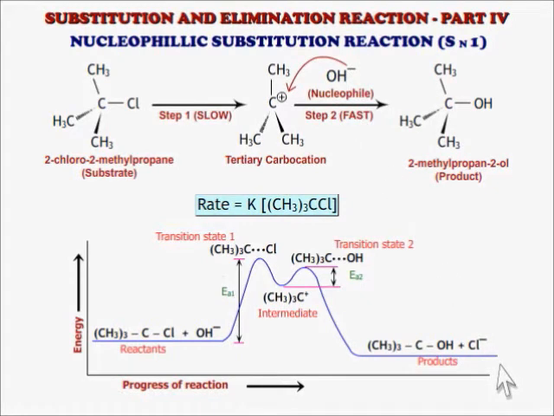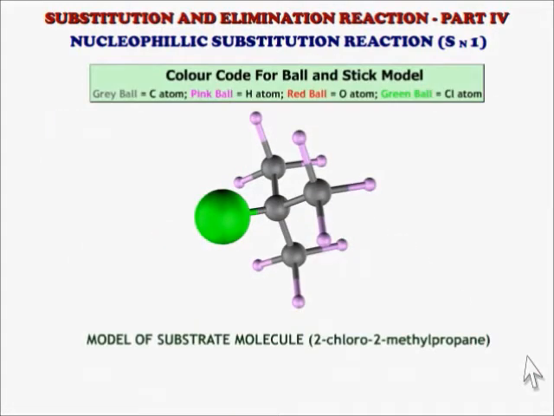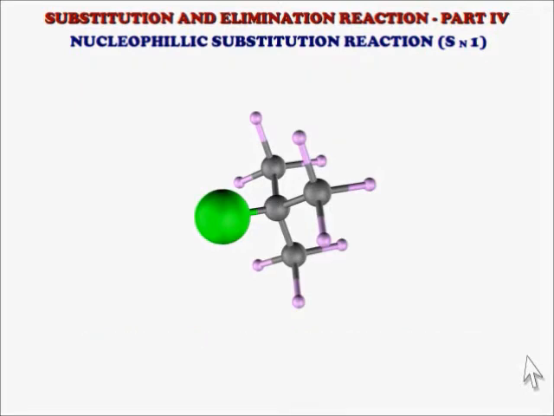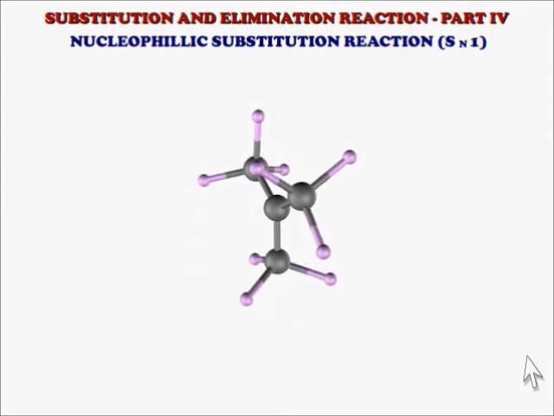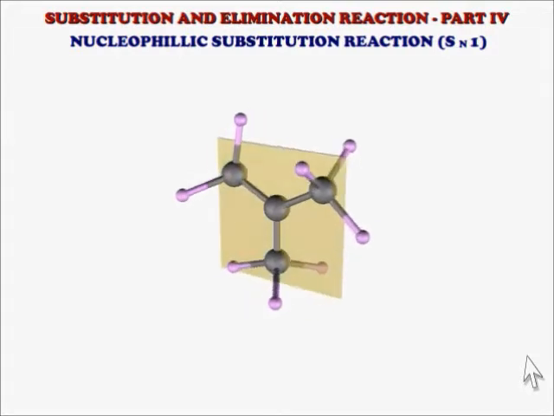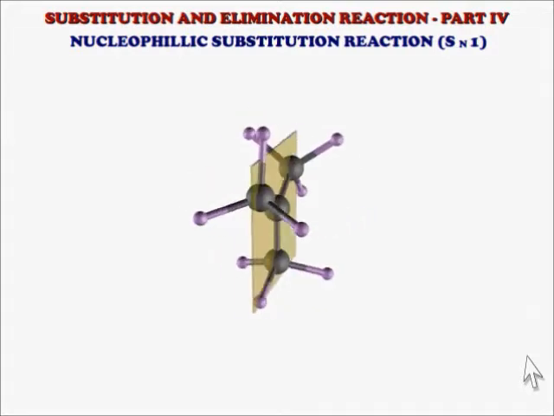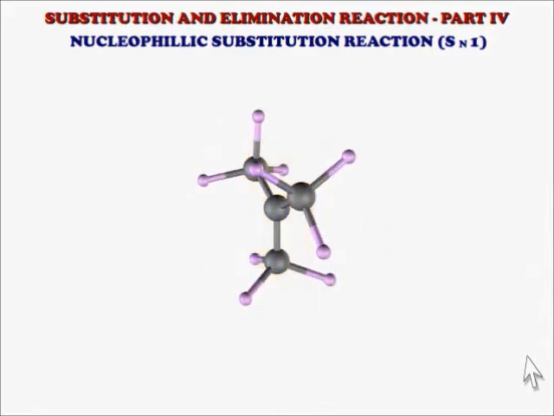Now, as the first step is formation of carbocation, therefore tertiary alkyl halides are favored in SN1 because tertiary carbocation is most stable. Watch this animation. First, the leaving group departs. The carbocation formed is planar. The nucleophile now may attack from either side.